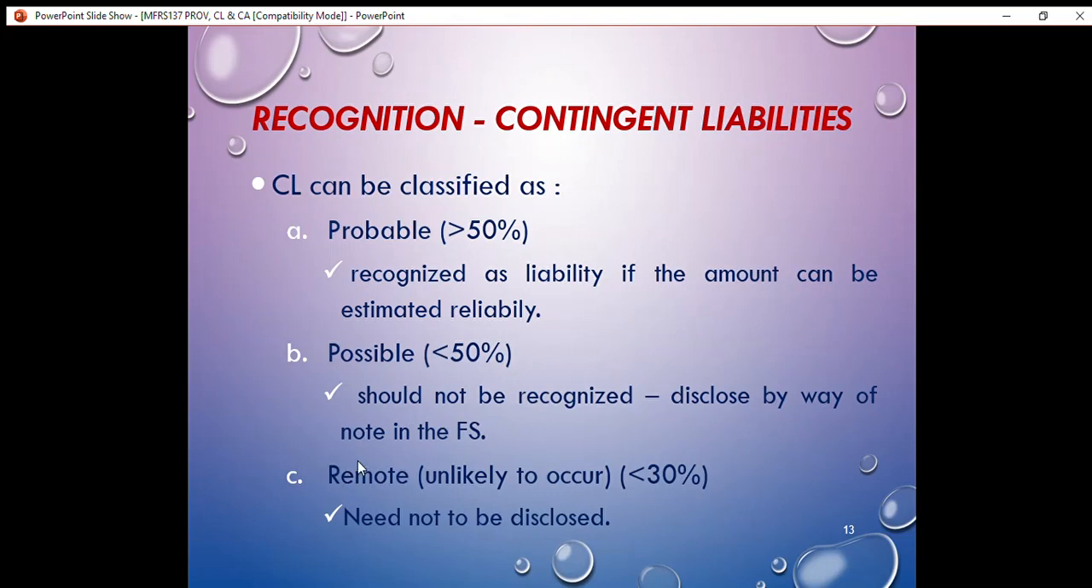The third one is remote contingent liability, or unlikely to occur. Remote means it is unlikely to occur, or there is less than 30% chance that the company will have to pay for the obligation, or that there will be an outflow of resources from the entity. If the contingent liability is remote, then it needs not to be recognized as well as to be disclosed in the financial statements.